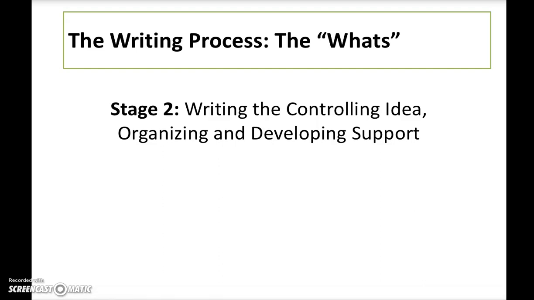Once you have completed at least two forms of stage one pre-writing, you can move into stage two. Stage two is writing the controlling idea and organizing and developing support. The controlling idea in an essay is called the thesis statement, and in a paragraph, it is called a topic sentence. We will be covering in much more detail information about thesis statements.